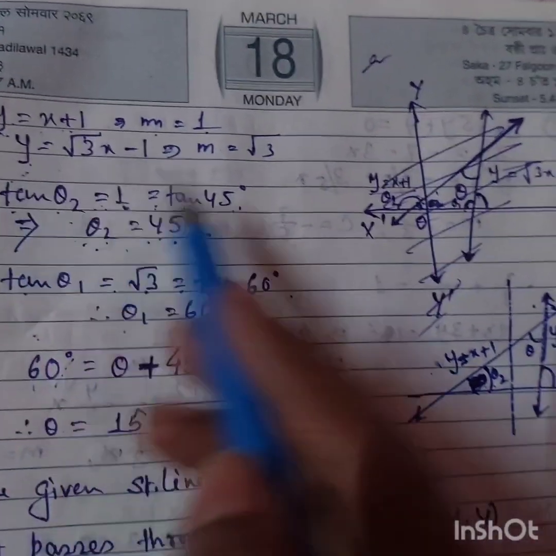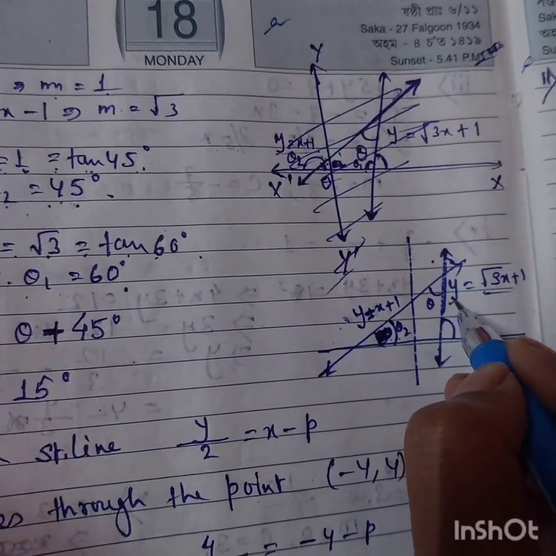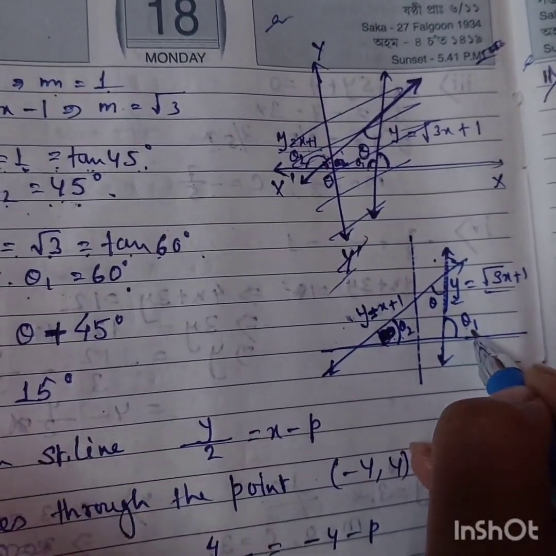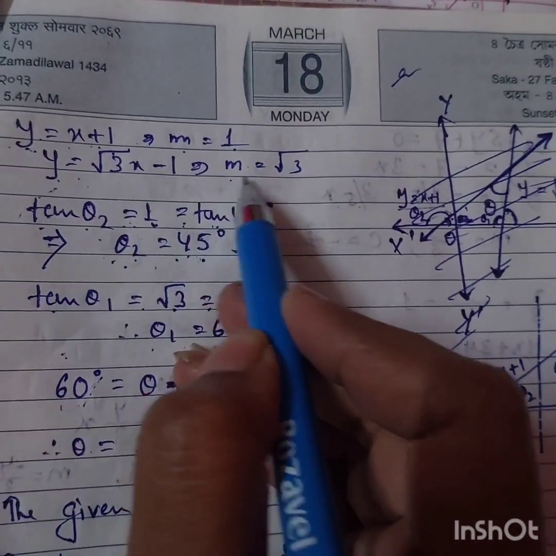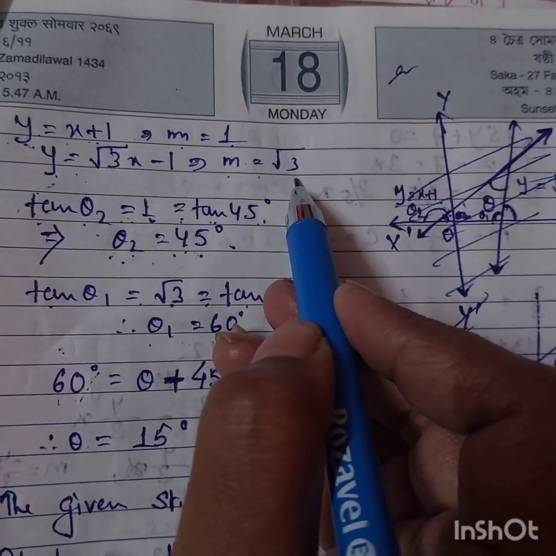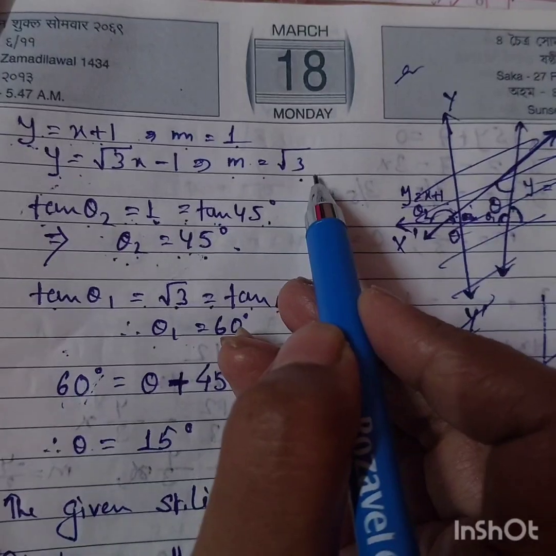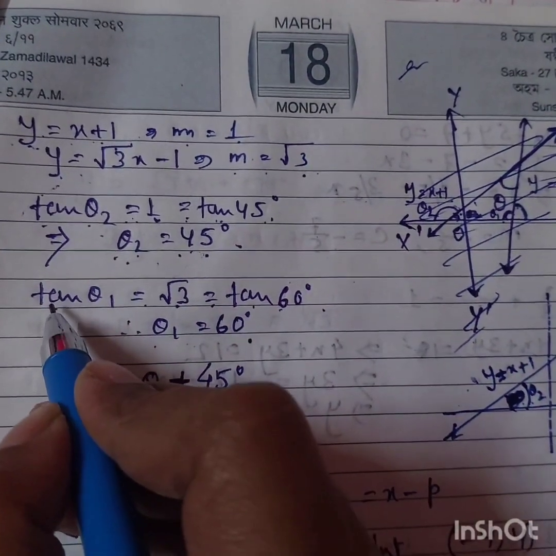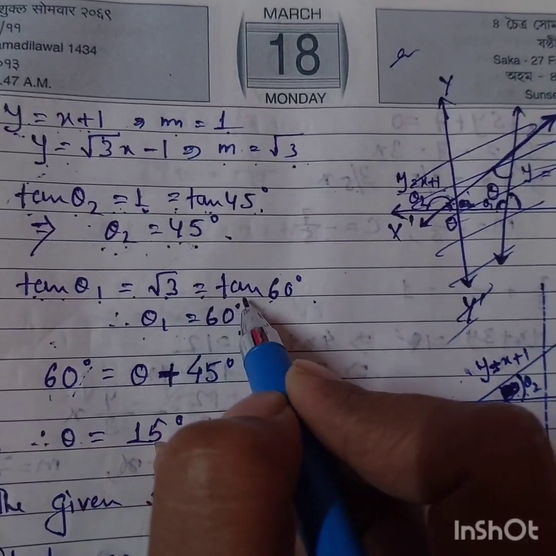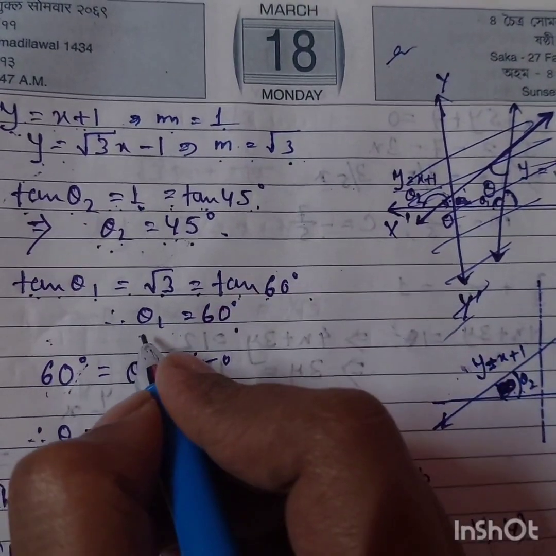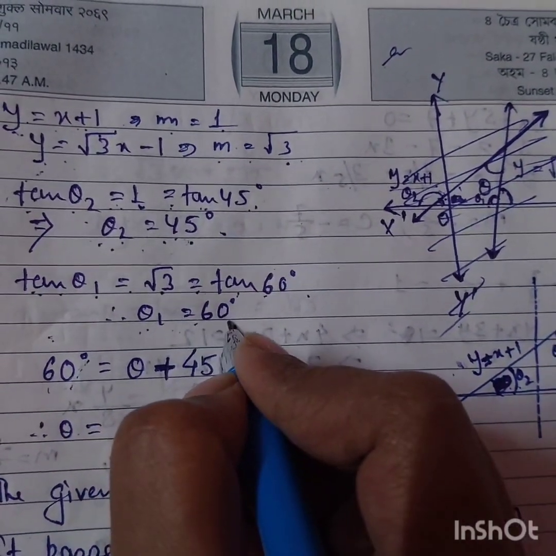Now for the second line, this one, let the angle of inclination be theta 1. So see here, the slope m is equal to root 3. Since angle of inclination is theta 1, therefore slope will be tan theta 1, that is equal to root 3. That implies tan 60. That means theta 1 is equal to 60 degree.